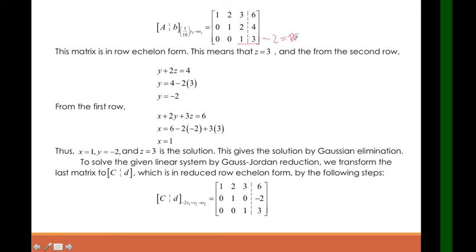So, pwede na tayong mag-substitute. So, for this one, y plus 2z equals 4. And then, z is equal to 3. Pero ililipat muna natin siya. So, we have 2 times 3 is 6. So, magiging negative 6 kasi nilipat natin. So, we have negative 6 plus 4 is negative 2. So, the value of y is negative 2.